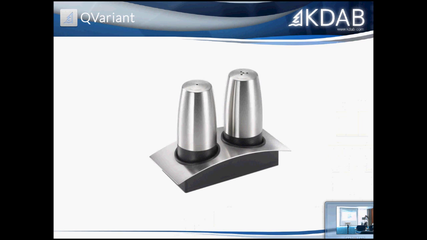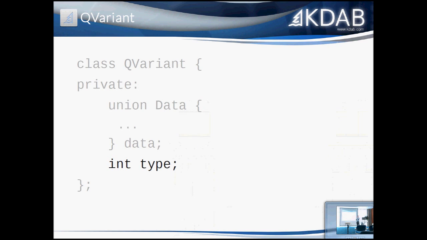So we bundle the data together with a label telling the user what type is contained in it. It is an integer, it's not an enum, and that's because we do allow user-defined types to be put in there. If we used an enum instead, we'd be restricting ourselves to types known by Qt itself.